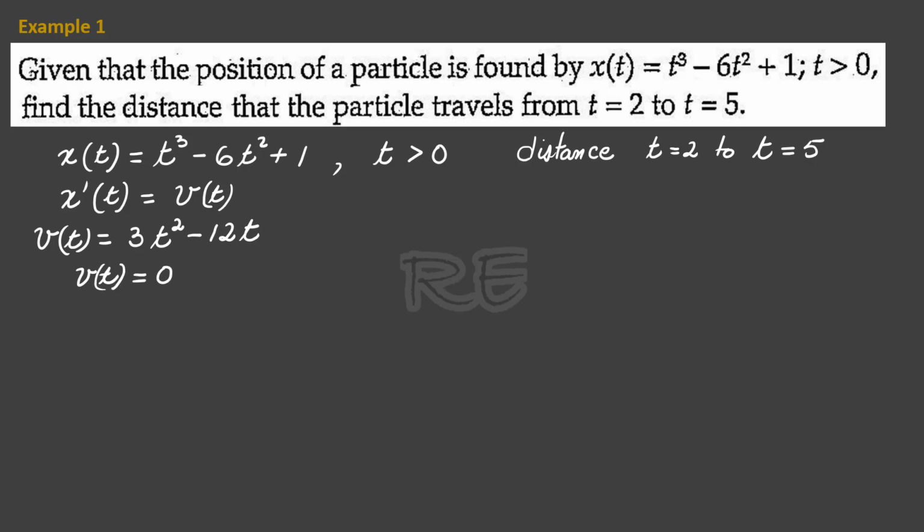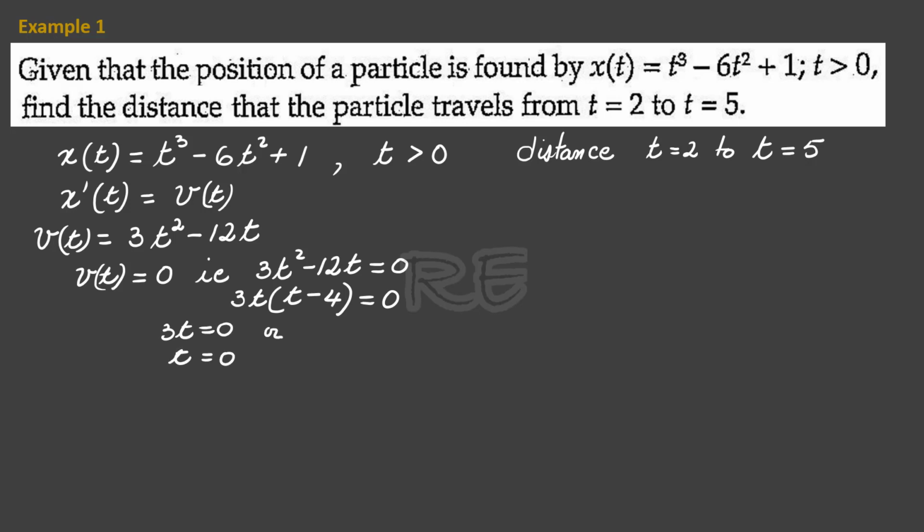V of t is equal to 0. We set the derivative equal to 0, which means 3t squared minus 12t is equal to 0. 3t times t minus 4 is equal to 0. We will be looking for the critical values, the zeros of the derivative in this particular instance, and it's t equal to 0 or t equal to 4.